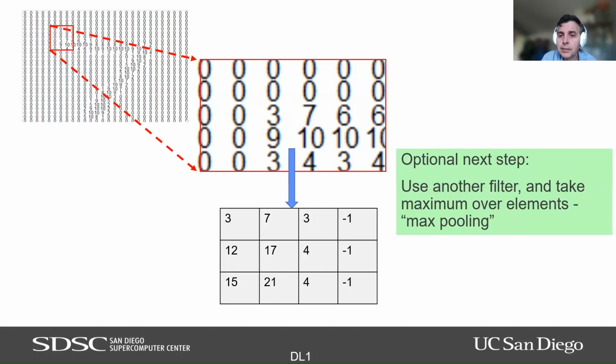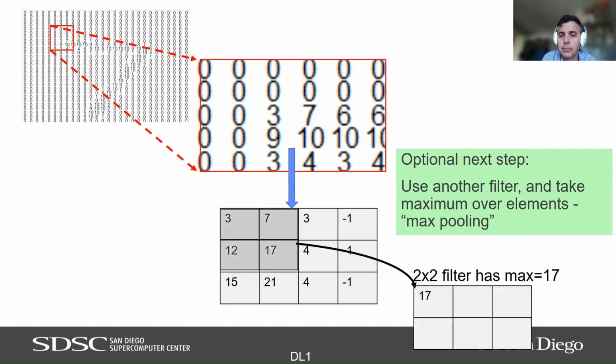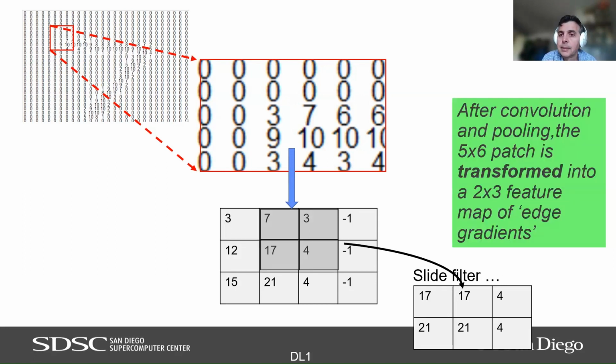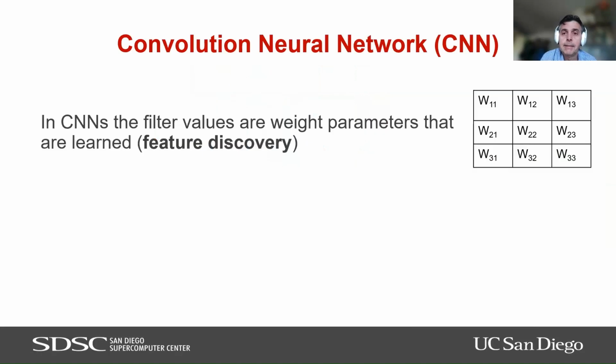And we might even go one step further and say, we can do a maximization over little windows. So this is called a max pooling operation. It helps downsize the sample. And at the end, our little patch here, we started out with a 5x6 patch. I've transformed it into a 2x3 feature map that represents an edge gradient. So that's a basic operation of a convolution.